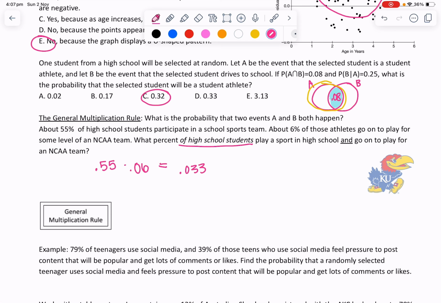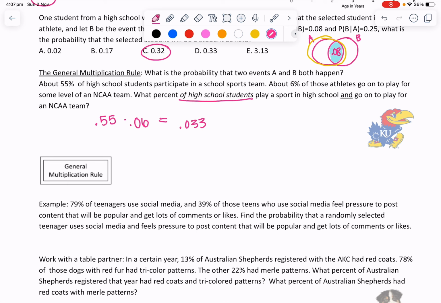So the general multiplication rule is just that the probability of A and B happening is that. You multiply them together.